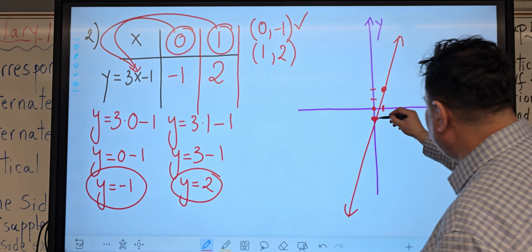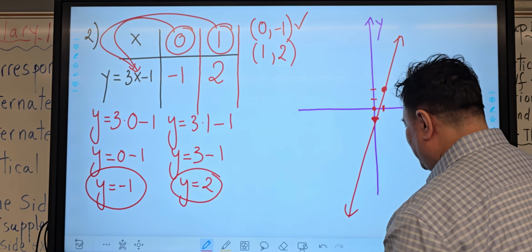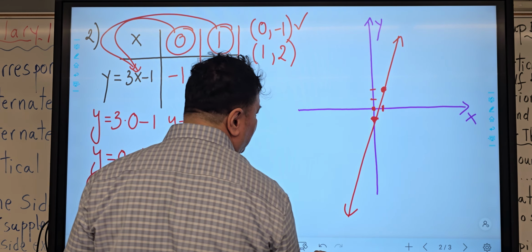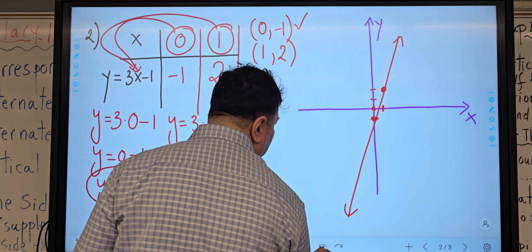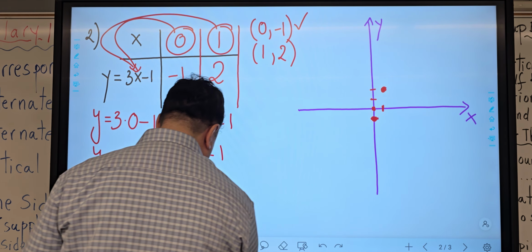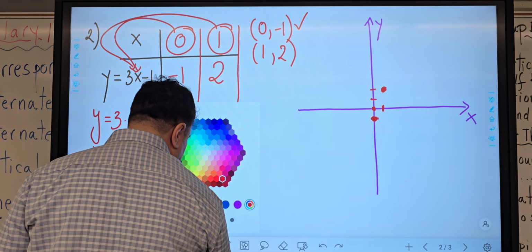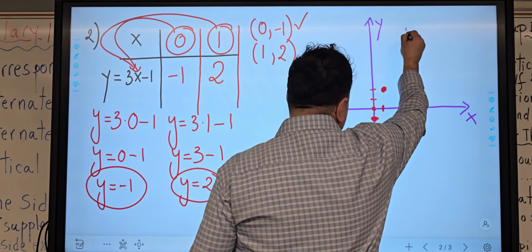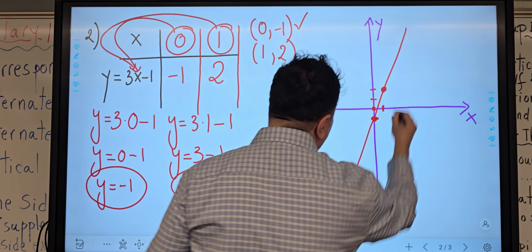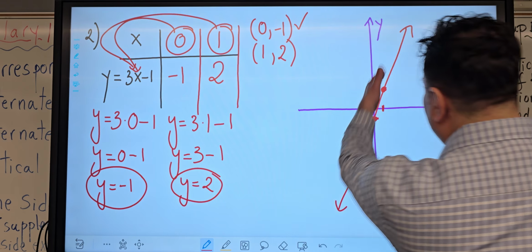Okay, I did my best here. It's supposed to be a little bit to the left. Let's do that. Let me do a little bit to the left. Okay, let's do a little bit better line. I think this is a little bit better. So this is our answer, right?